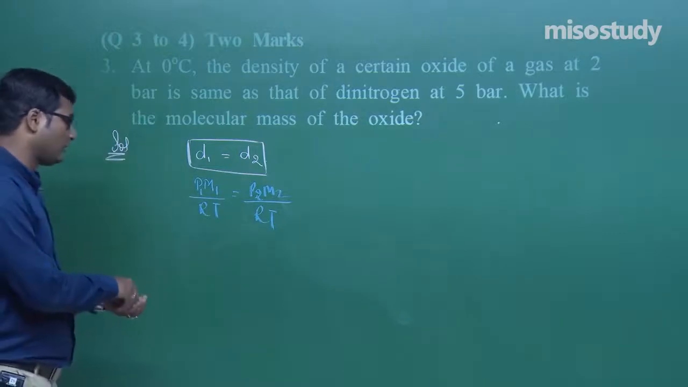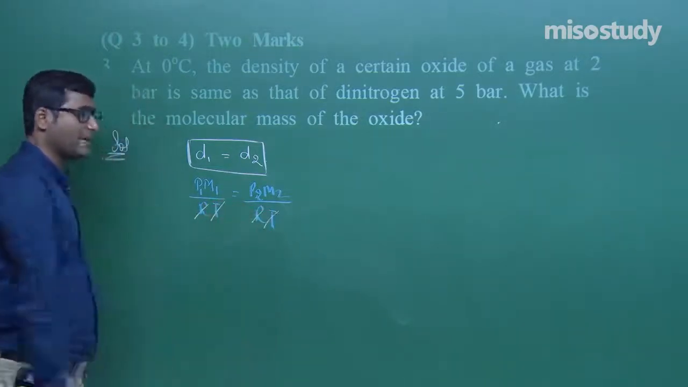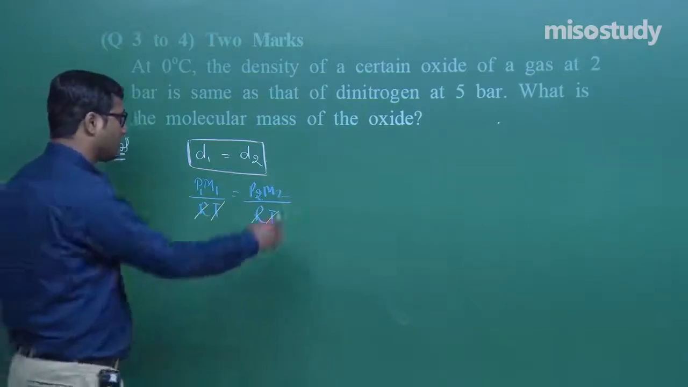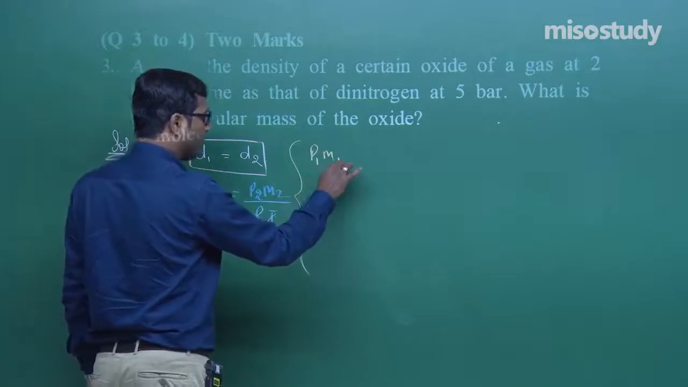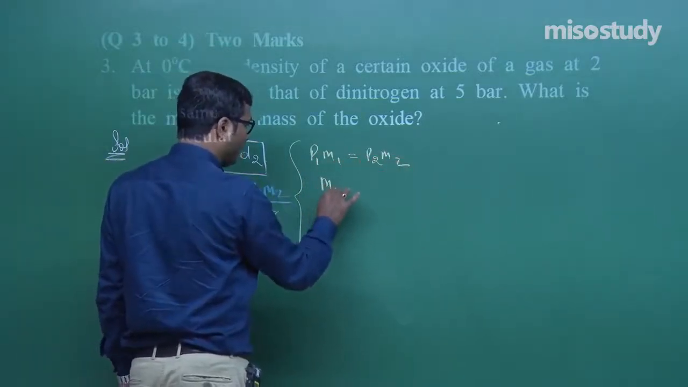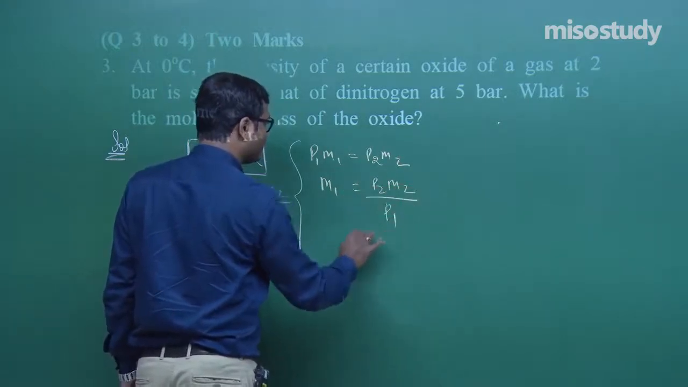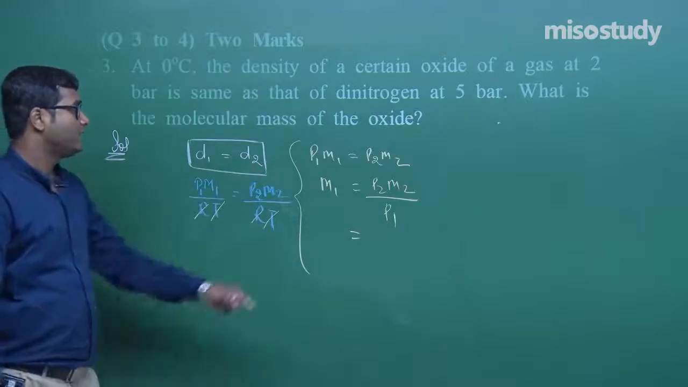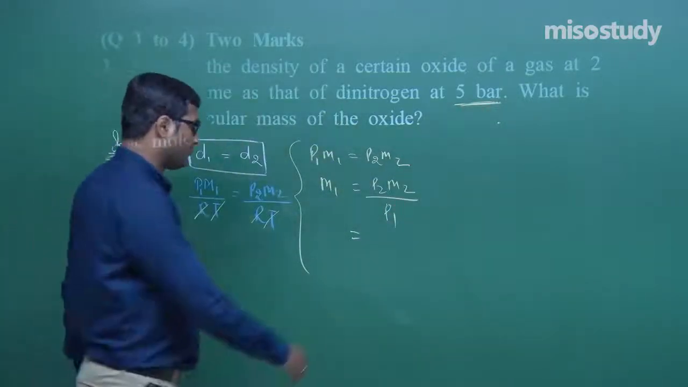Now what will happen? Look at this one and this one, they will cancel each other. What is the value of P1 here? We get P1 M1 is equal to P2 M2, or you can say M1 is equal to P2 M2 upon P1. Now what is P2 here? That is, my friend, 5 bar. Put here 5.